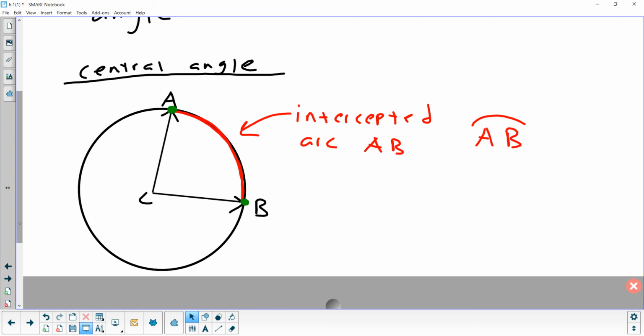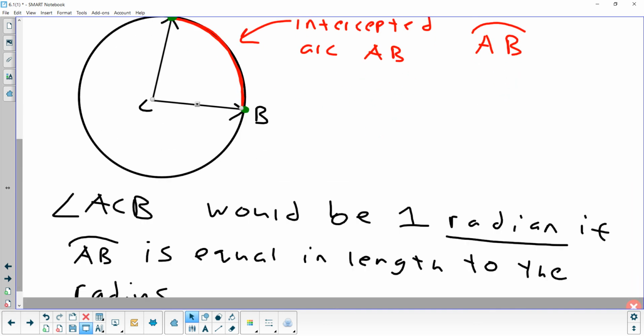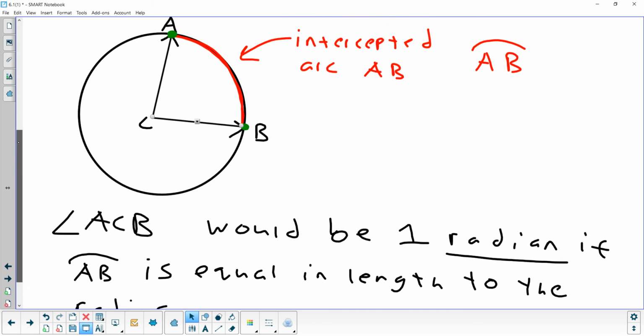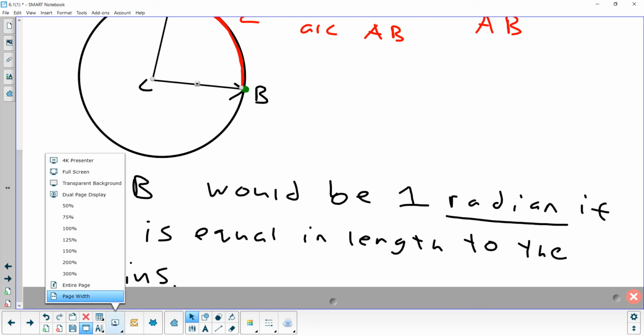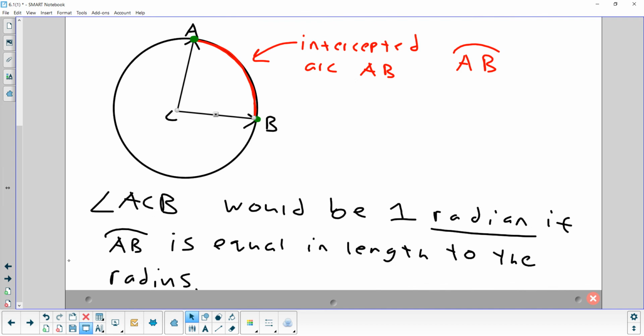We measured the radius in this circle and we get a number. Then let's say we took a piece of string and we measured the length of that arc by putting a piece of string on it and then bringing it over and then straightening it out like on a ruler. If the length of that arc in red and the length of the radius in that circle came out to be the same, then you would have a picture of exactly 1 radian. So angle ACB would be exactly 1 radian if the length of the arc in red is exactly the same as the length of the radius.